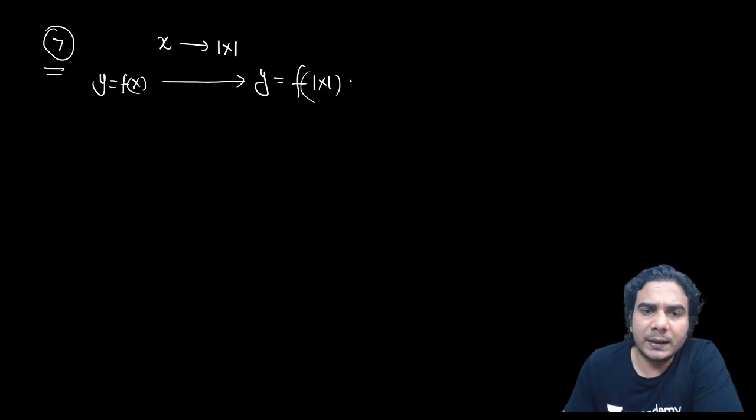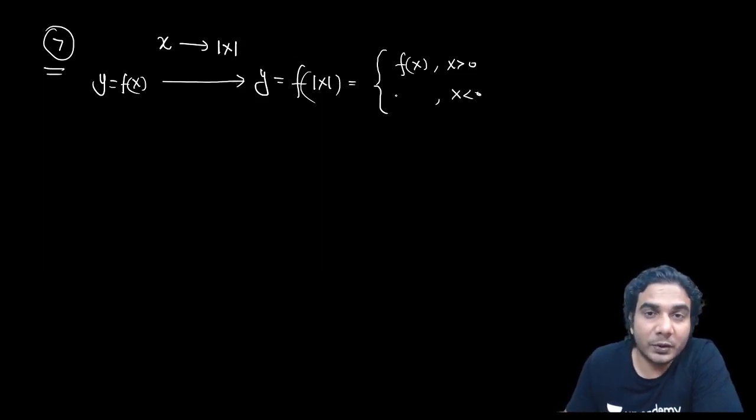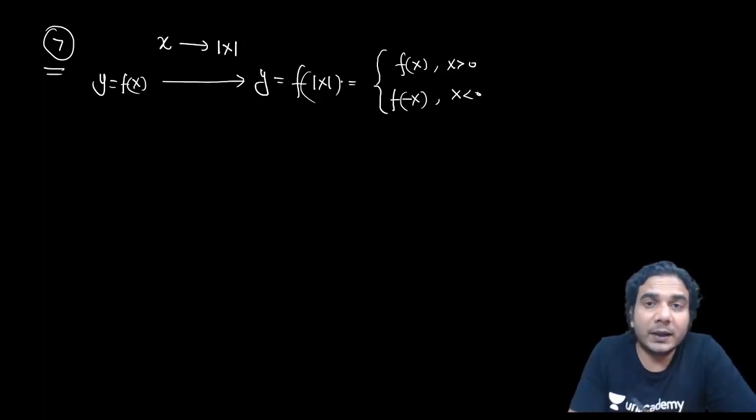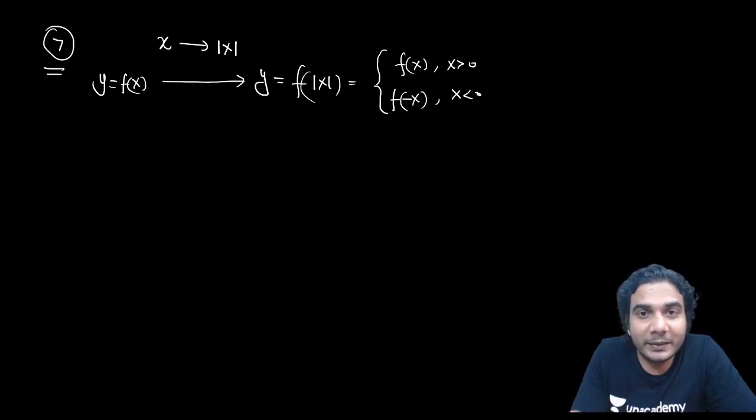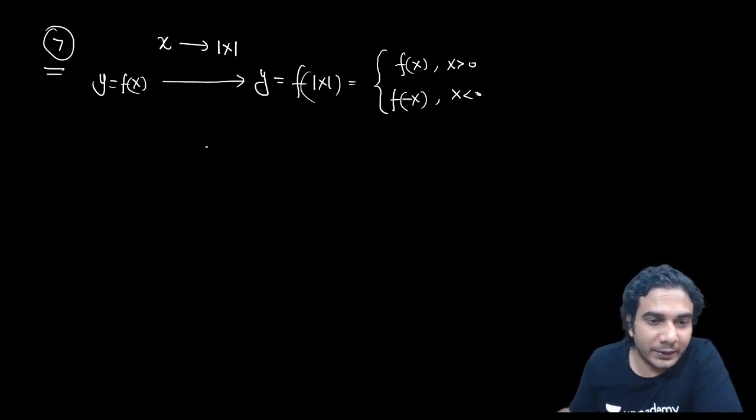See, I can write like this. This f of mod of x is basically f of x when x is positive. So that means when x is positive, the graph will remain the same because it is the graph of y equals f(x) only. But when x is negative, mod of x is minus x, so you need to plot the graph of f of minus x. And if you remember, the graph of f of minus x is the image of the graph of f(x) about the y-axis. All right, so that is what is going to happen.